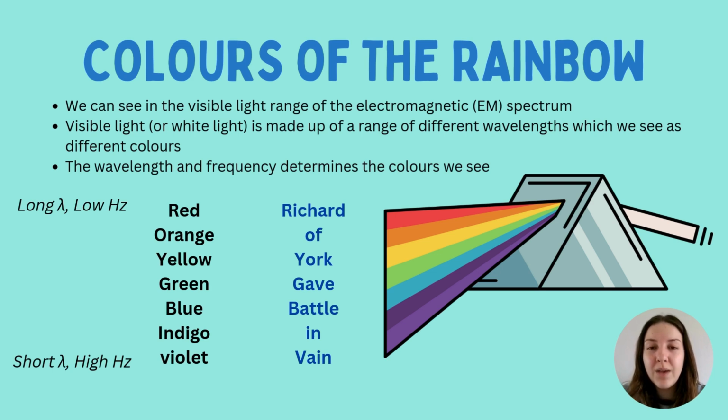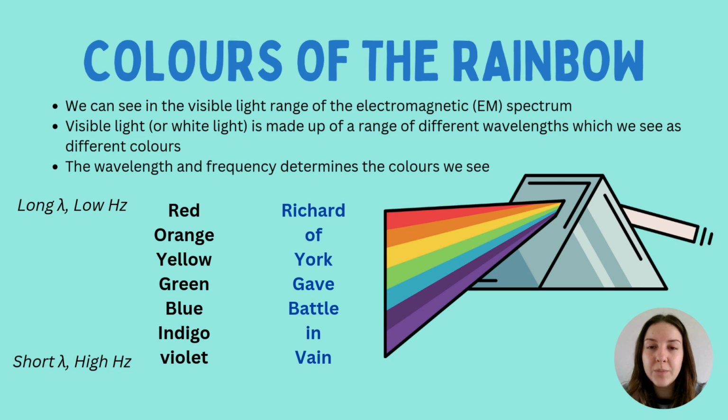And we can see that we have red, orange, yellow, green, blue, indigo and violet, otherwise known in the mnemonic Richard of York gave battle in vain. That's just a way to remember that red is at the top in terms of the fact that it has very long wavelengths and a very low frequency, or low hertz, which is Hz, the unit of frequency. The unit of wavelength is lambda, which you can see there.